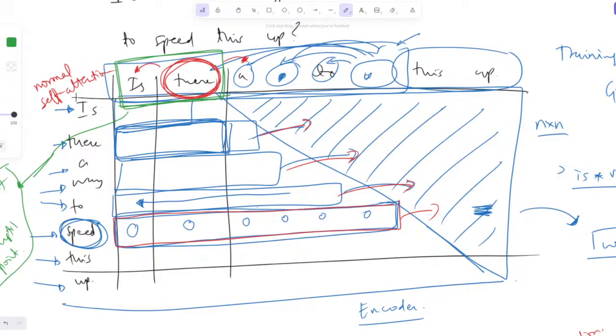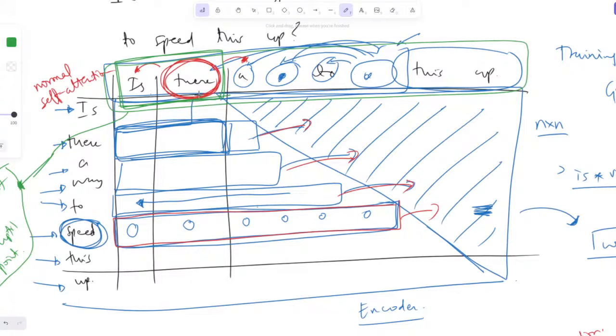Why don't we use normal self-attention? Why do we use masked self-attention for training? Because we are trying to make the model predict the next word. We are not asking it to summarize the entire sentence, or give us maximum context, but we are trying to make it predict the next word in the sentence again and again and again.